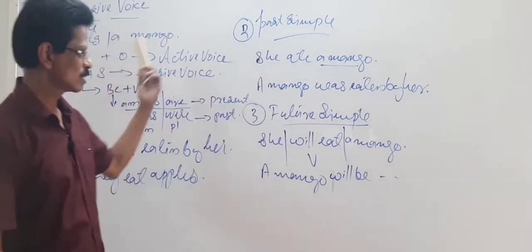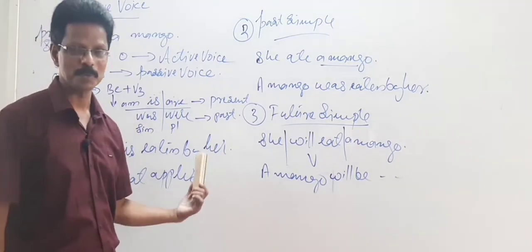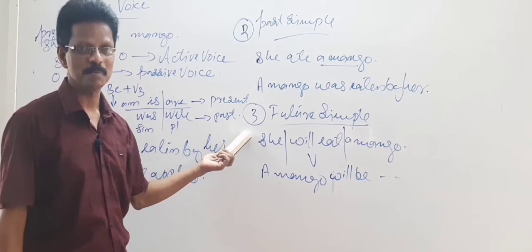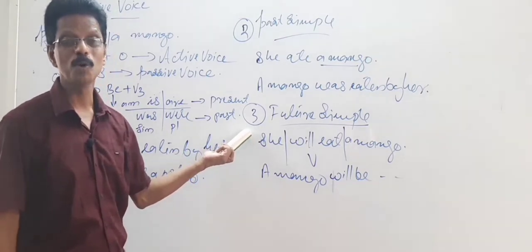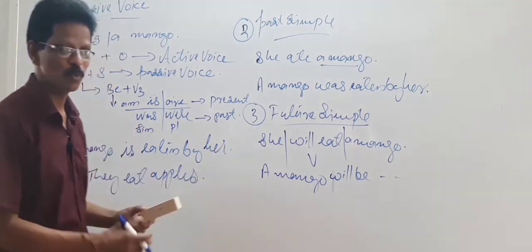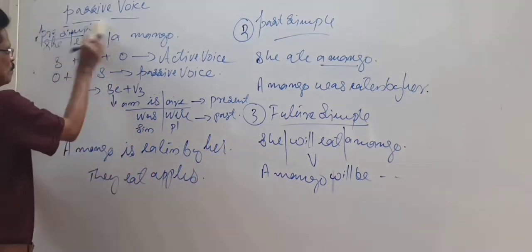So these are the three simple tense forms: present simple, past simple and future simple. Shall we move on to present continuous? I hope it is clear to you. Let us move on to present continuous tense.